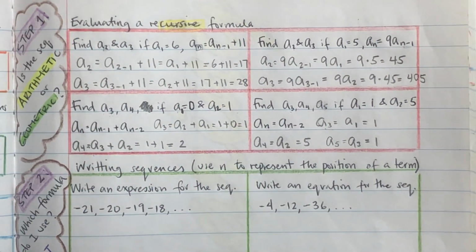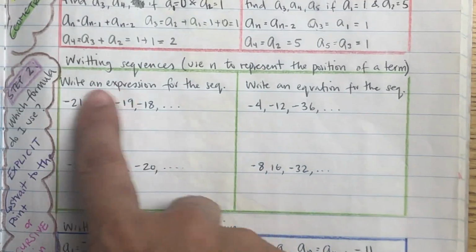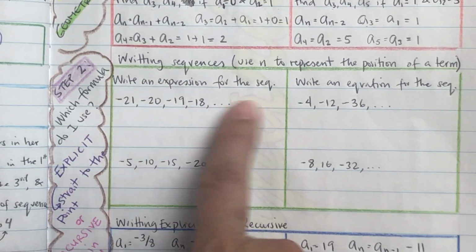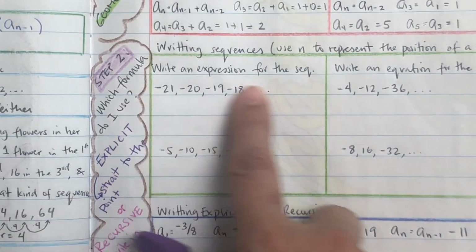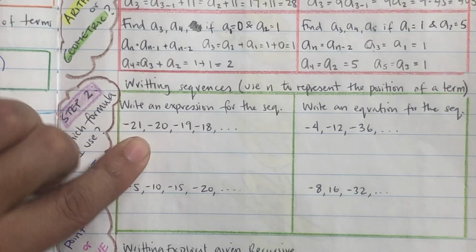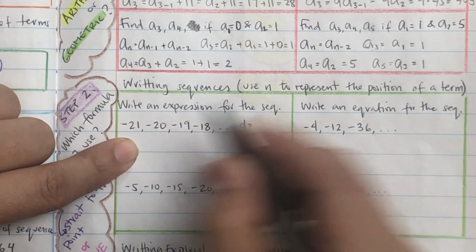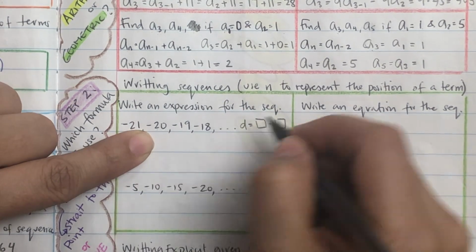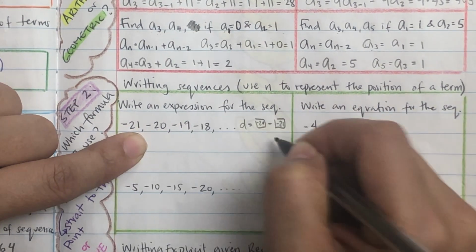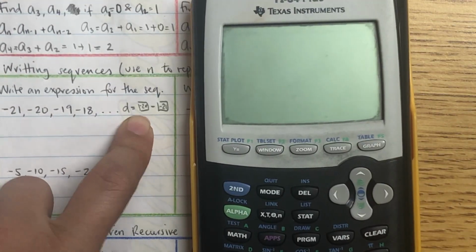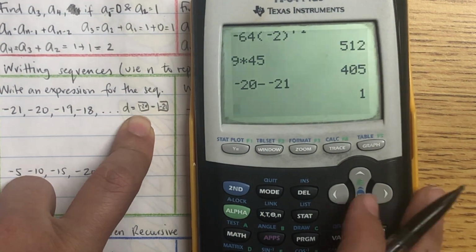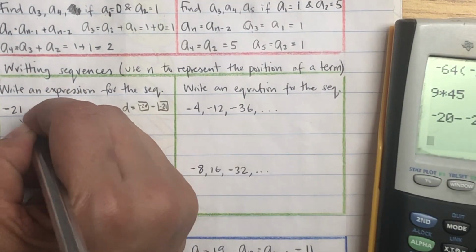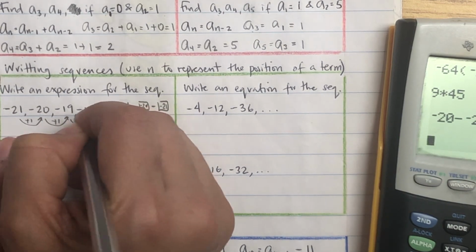Okay, but take a look at writing sequences. All right, you need to write an expression for this sequence. In order to do that, you need to determine if it's arithmetic or geometric. All right, it looks like it's going up by 1, so find the common difference: second term minus the first term. Put that in a calculator. It's going to give you 1. I'm just going to check to make sure: if I add 1 to every number, do I get the next number?